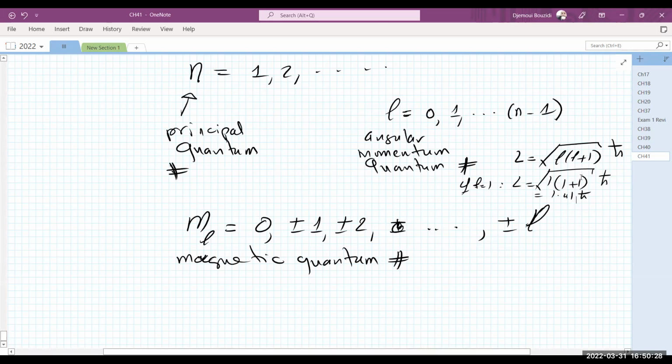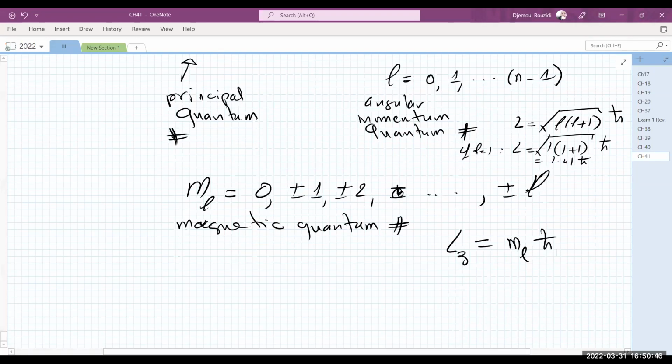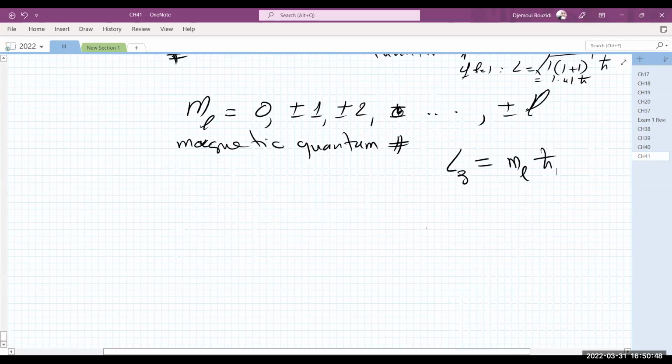Obviously, in that scenario, ML are the projections of the vector along the z-axis. ML is related to the z component of the angular momentum, so it's ML h bar. In other words, if I go back to my original example of L equals 1, then in this case I have 3 possibilities for ML.